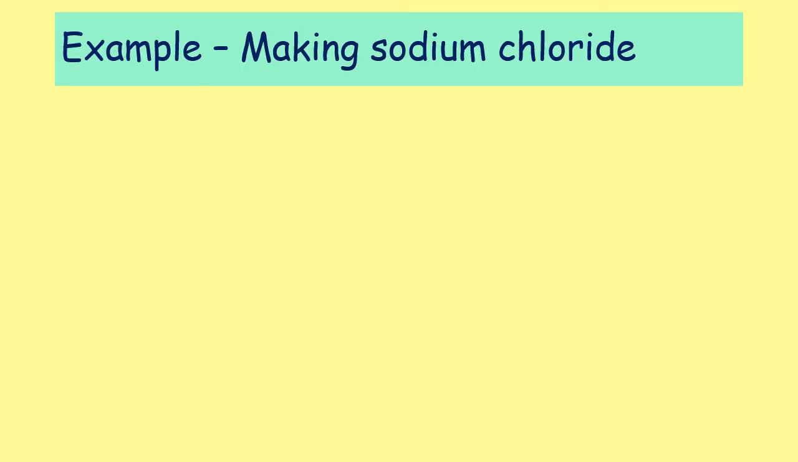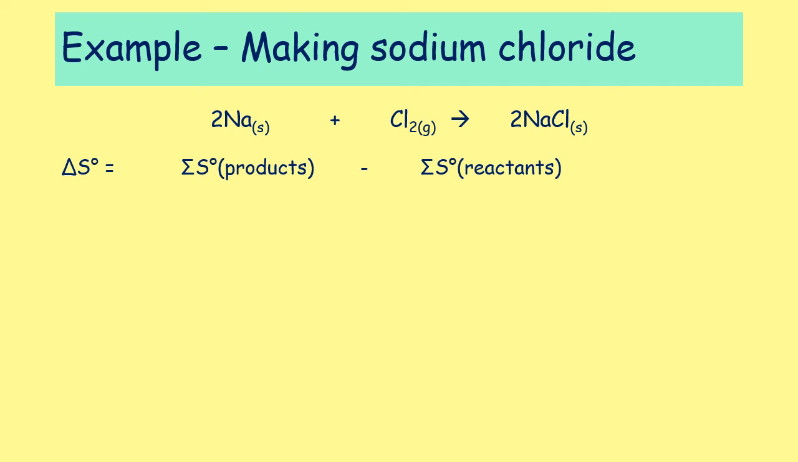So we're going to look at an example here. We've got sodium chloride. So we've got 2 sodiums reacting with 1 chlorine to produce 2 sodium chlorides. The only specification for doing this is that your chemicals need to be in their standard states in order for us to use standard entropy values. In this case, sodium is a solid, chlorine is a gas, and sodium chloride is a solid.